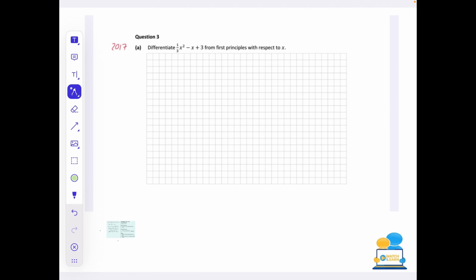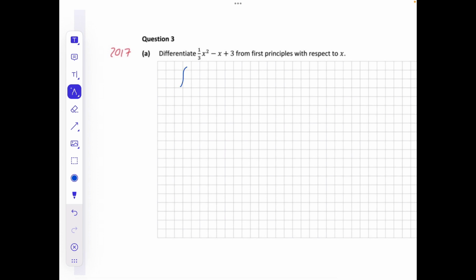Don't let the fraction throw you off, okay? We're going to have fractions the whole way through this question. So we're going to do it a little bit slower, okay? Just to make sure we don't make a little mistake. Okay. So again, it says first principles. First thing, I'm going to write down my formula. So if I want to differentiate something using first principles, the limit as h goes to 0. Okay, so that is my formula. Next thing now, we'll write down what my f of x is.